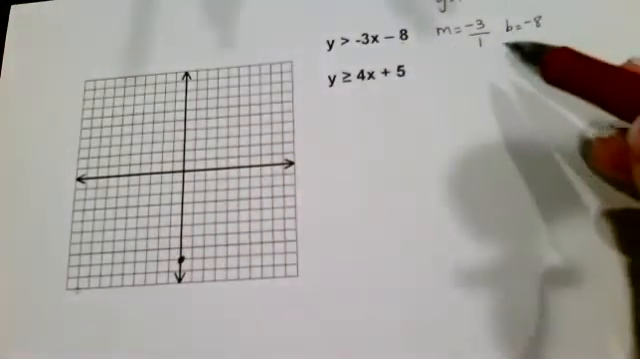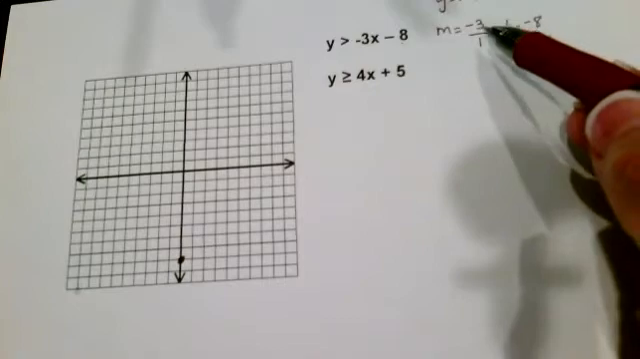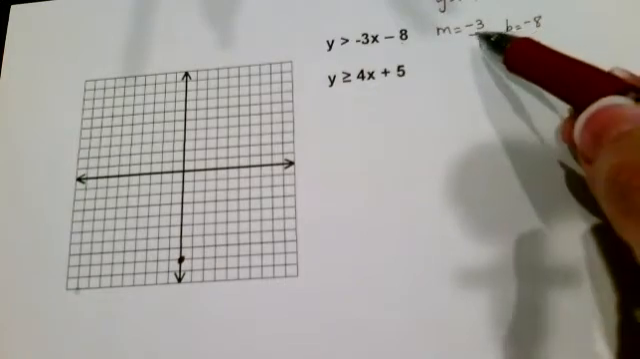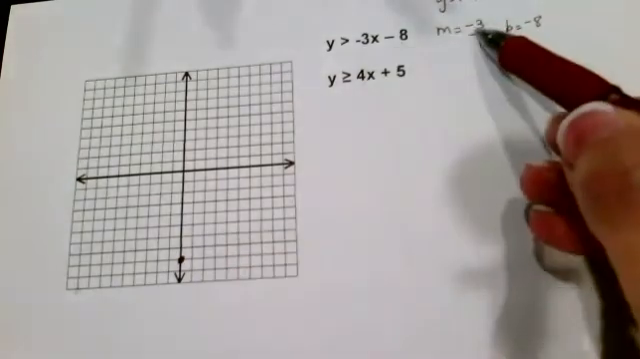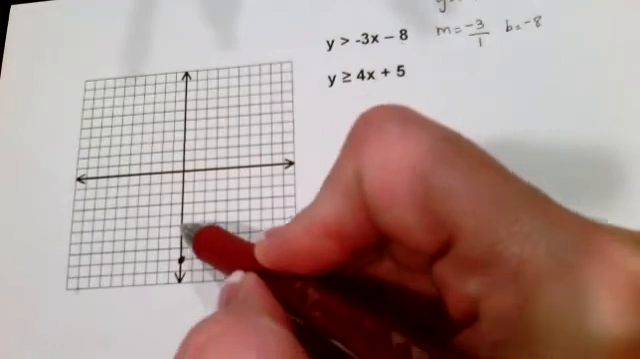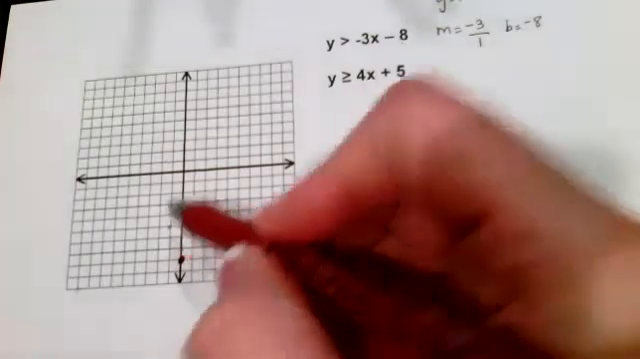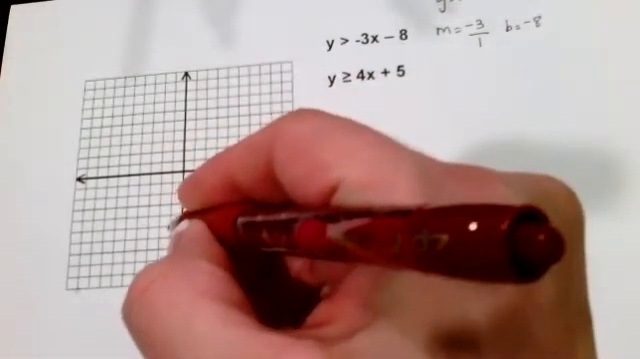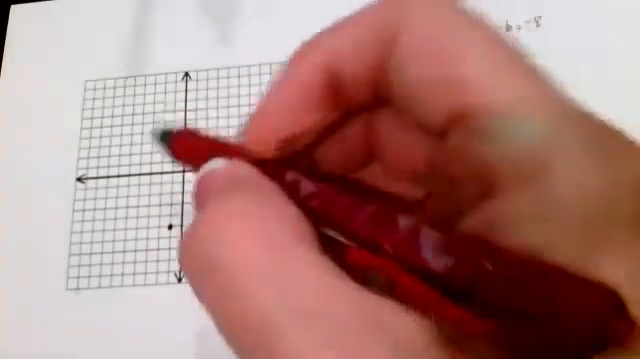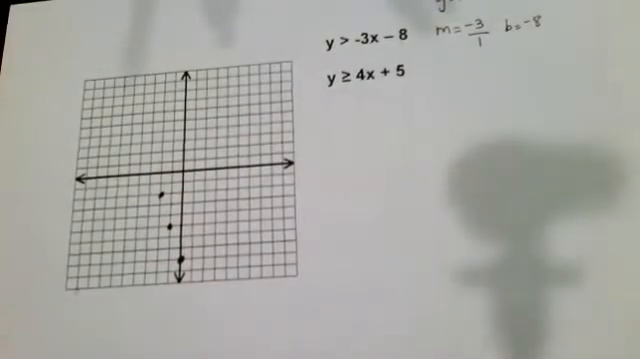From this point, I'm going to count. Normally I would go down 3 and right 1, but because that's going to run me off the graph, I'm going to go up 3 and left 1. So 1, 2, 3 and left 1. Let's count that one more time just so we can get a very accurate graph. So from this point we go up 3 and left 1. Now remember, I'm going left because it is negative, and I'm going up and then left.